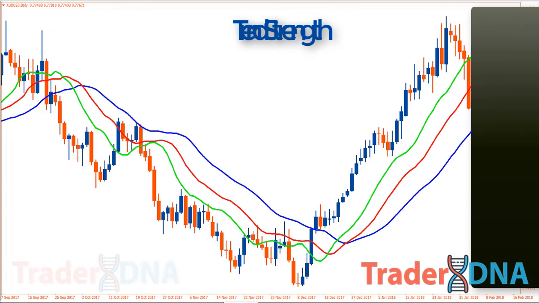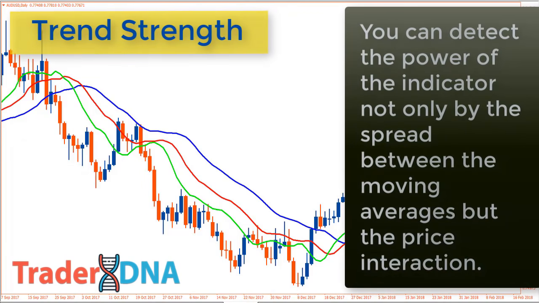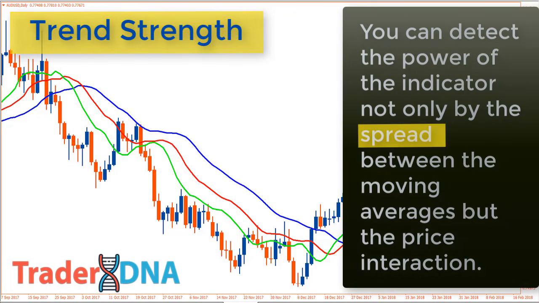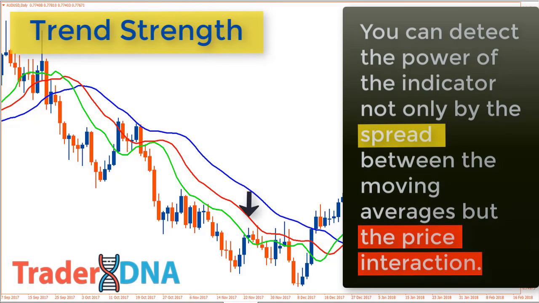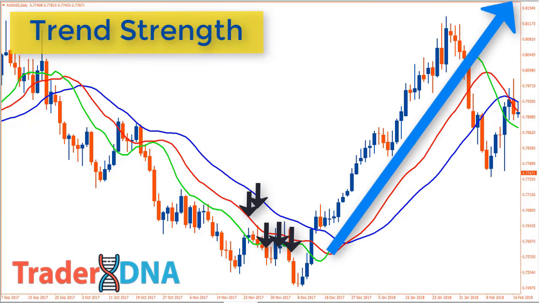Trend strength. You can detect the power of the indicator not only by the spread between the moving averages but by the price interaction. If the price goes beyond the green line for short periods, it's a signal that the trend will soon end. The more times the price breaks the green line, the weaker the trend becomes.